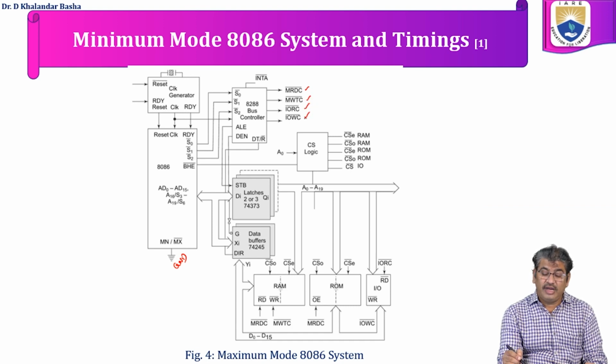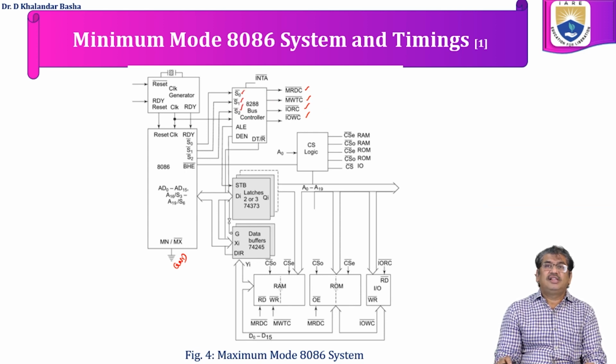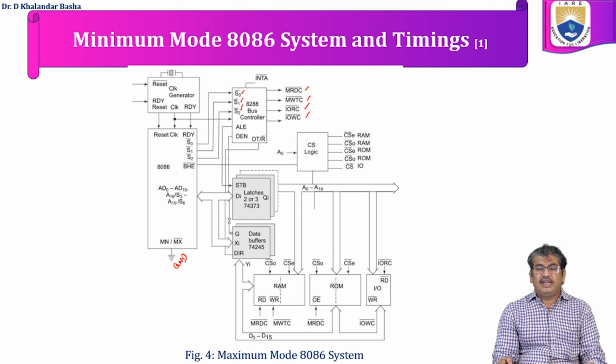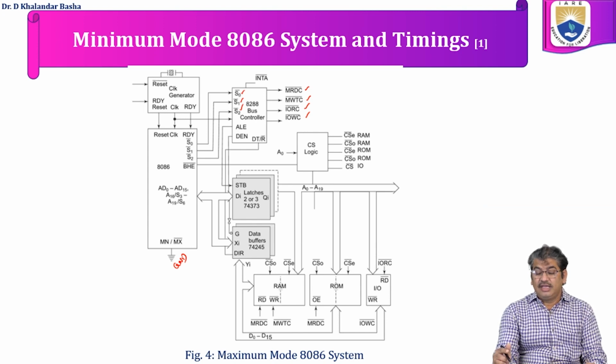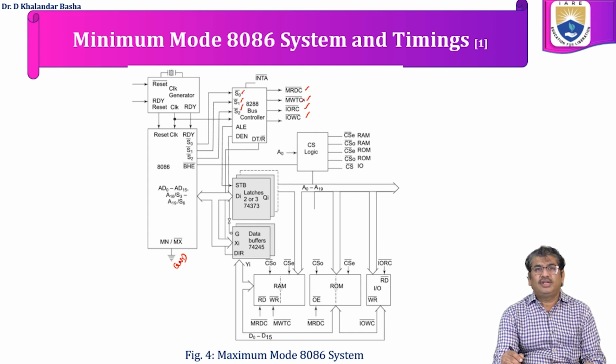The main change we can see is in the generation of memory read and memory write, similarly IO read and IO write. In the earlier minimum mode, we used the signals M by IO bar, read bar and write bar. Whereas in this maximum mode, the status signals S0, S1, S2, these three signals are used for generating either a memory read operation or memory write operation, or IO read operation or IO write operation.